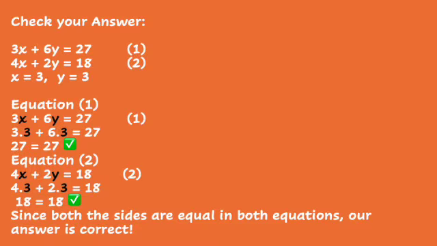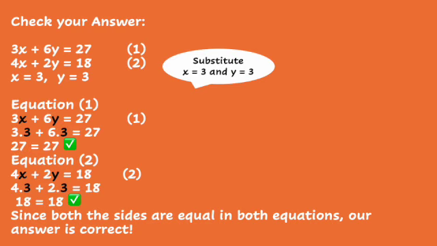Next step is to check your answer. So we substitute x equal to 3 and y equal to 3 in both the equations. Equation 1, when we put and simplify, we get 27 equal to 27, which makes sense. And then equation 2, when we substitute the values, we get 18 equal to 18. Now because both the sides are equal in both equations, that shows our answer is correct. But by chance, if you don't get the same value, just check your working.